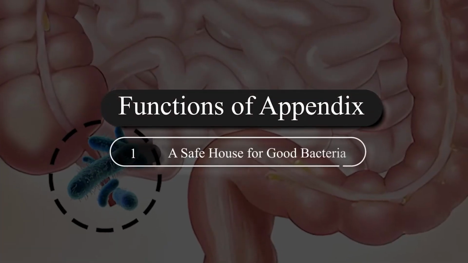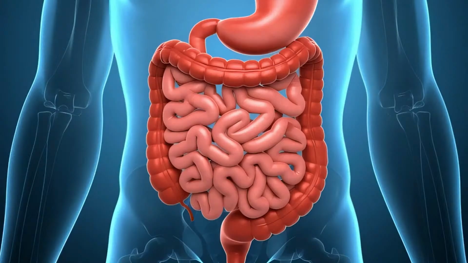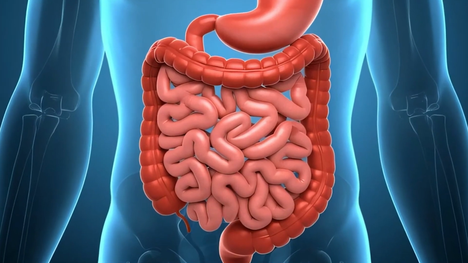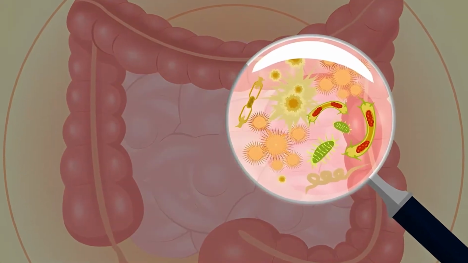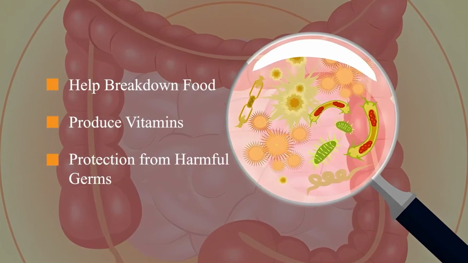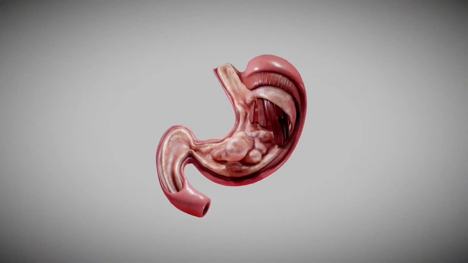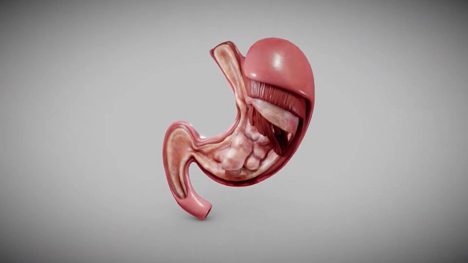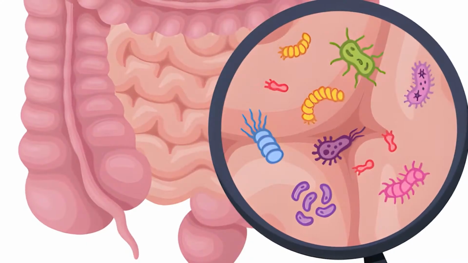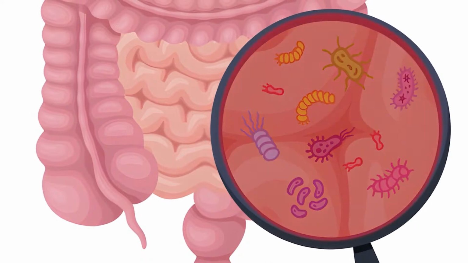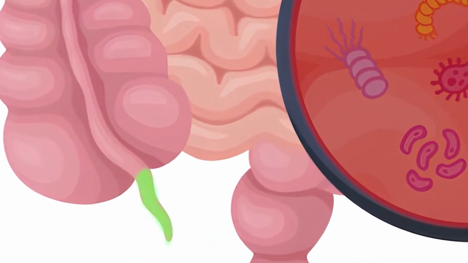Number one: a safe house for good bacteria. Your digestive tract, especially the colon, is home to trillions of good bacteria. These bacteria help break down food, produce vitamins, and protect you from harmful germs. When you get a serious stomach infection, for example, severe diarrhea caused by food poisoning, most of these good bacteria get flushed out of your intestines. That's when the appendix steps in.